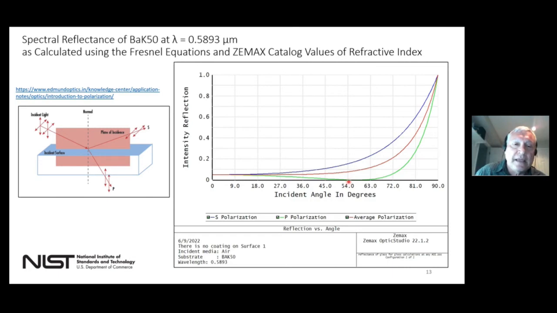So note that the incident unpolarized light splits into S and P polarizations, and they are plotted separately here in the blue and the green. At 60-degree AOI, the reflected light is almost entirely S-polarized since it's near the Brewster angle. The average of the S and P polarizations, which I plot in red in the graph, is used to calculate the gloss. And here at the top left, I give a link that discusses polarization if you're interested.